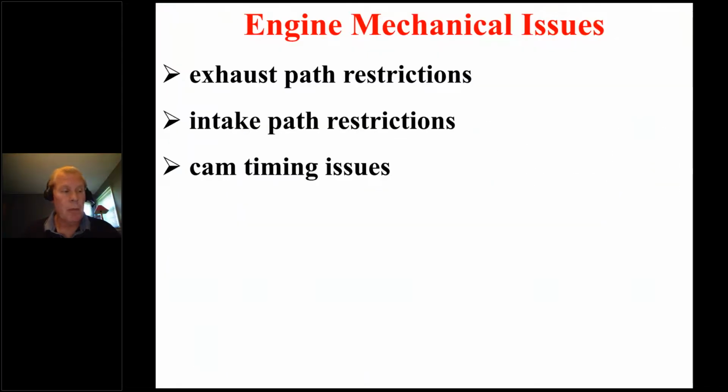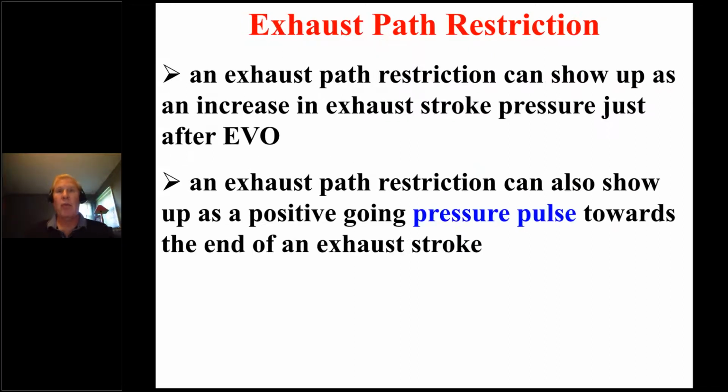So we're about halfway through, and I want to use the remainder of my time to talk about some mechanical issues. So I've chosen 3 to talk about: exhaust path restrictions, intake path restrictions, and cam timing issues. Now, exhaust path restrictions and cam timing issues are very common. I see these on a regular basis. Intake path restrictions, a little less common, but I've chosen it for a reason that I'll explain when I get there. So I'm going to start out with an exhaust path restriction.